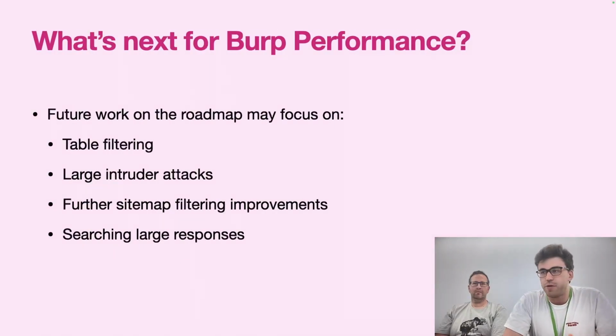So our roadmap is pretty flexible, and we're taking input from a variety of sources, including our existing telemetry, in-product questionnaires, and social media to determine what are the most important things for you guys. Some items that we're already considering are table filtering, large intruder attacks, and further improvements to sitemap filtering and searching in large responses.